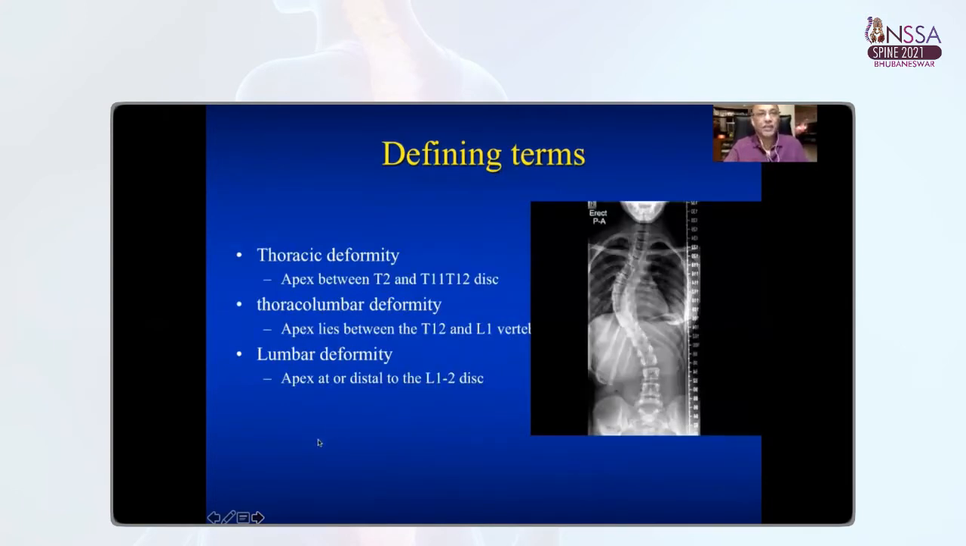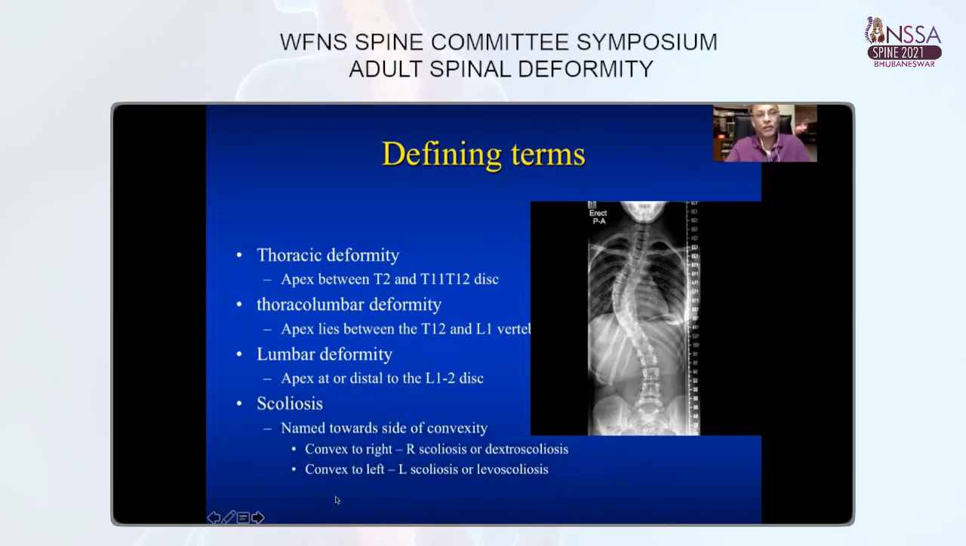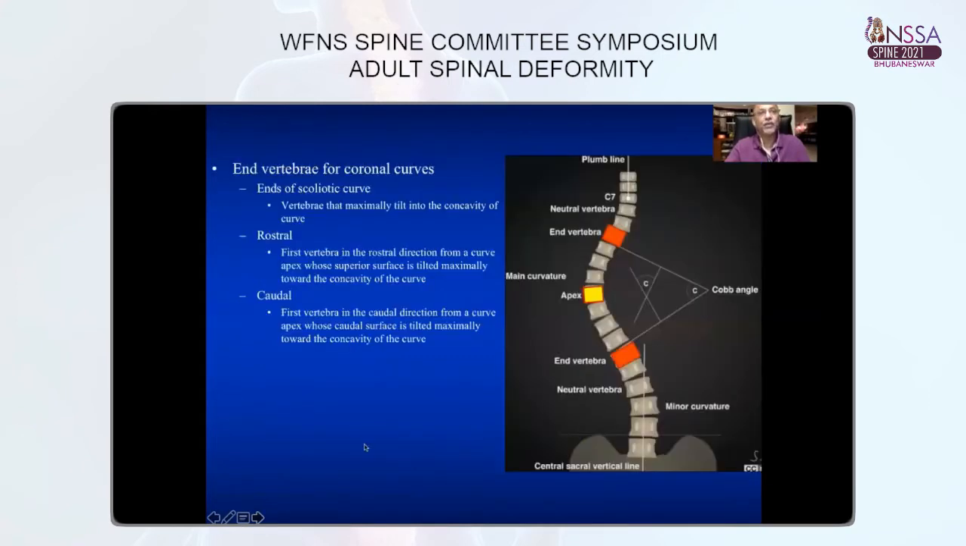There are some terms that we need to know. So thoracic deformity is the apex between T2 all the way to T11, 12. Thoracolumbar is obviously T12 and L1. Lumbar is between L1, 2 and distal to L1, 2 and to the disc itself at that level. Scoliosis, if it's to the right, it's right-sided scoliosis or dextroscoliosis. If it's to the left, then it's going to be levoscoliosis or left-side scoliosis.